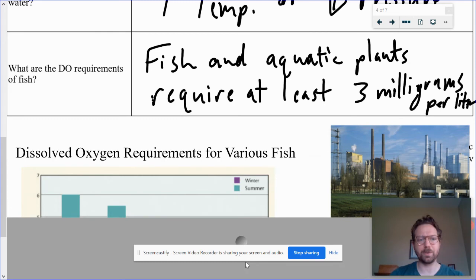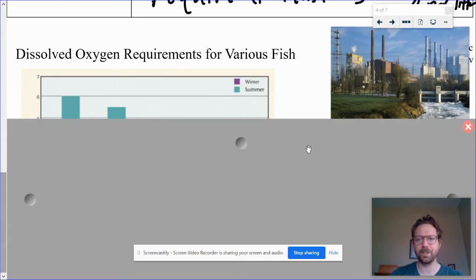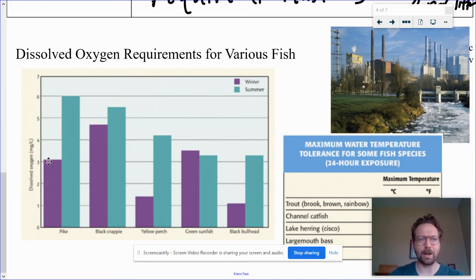This is just some examples of different types of fish that can survive in different amounts of dissolved oxygen. So as you see here, some fish can survive at really low levels. Like black bullhead can survive at 1 milligram per liter. Some really need a lot more, like black crappie or the green sunfish need a little bit more.